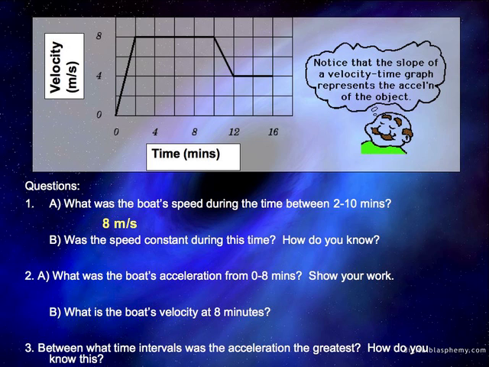I don't understand how you're doing it. So between minutes 2 and 10, I want to know what was its speed or velocity. What I should not have done is use inconsistent labeling. Really, this should say speed, and these could say speed. But anyway, it's 8 meters per second because that's where it was between minutes 2 and 10. Was its speed constant during that time, Adon? Yes, it was. How do we know? Because the line is flat. It stayed at 8 meters per second.